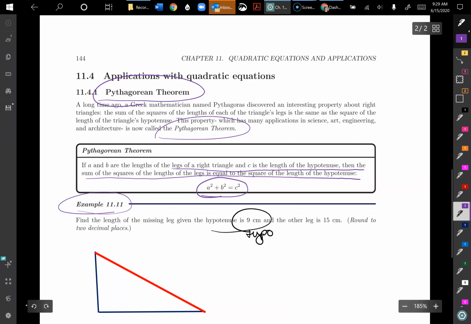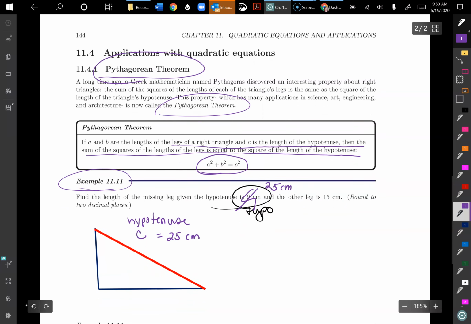Example 11.11. Like I said, we do it again in Math 99, but in a more complicated way. Find the length of the missing leg given the hypotenuse is 9 centimeters. Now, I know this is a typo because it tells me the other leg is 15 centimeters, and my hypotenuse C is always my longest side. So there's no way that could be 9 and a leg is 15. So we're going to say the hypotenuse is 25 centimeters, okay? Make sure you rewrite that, get rid of that 9 and make it be 25.